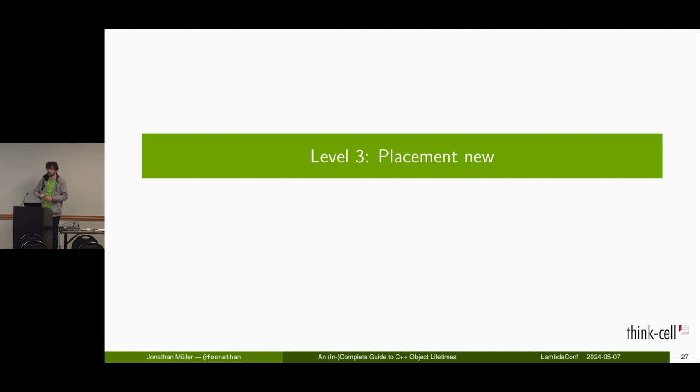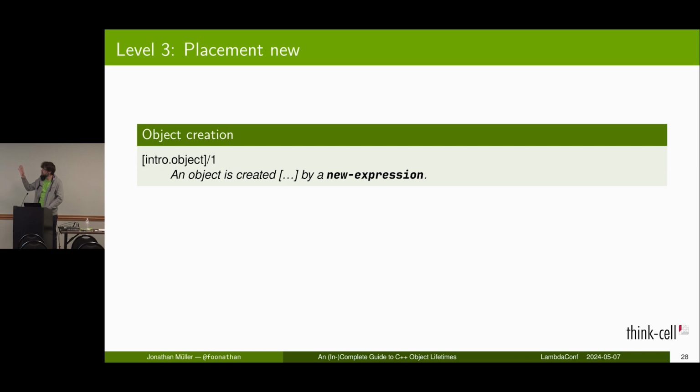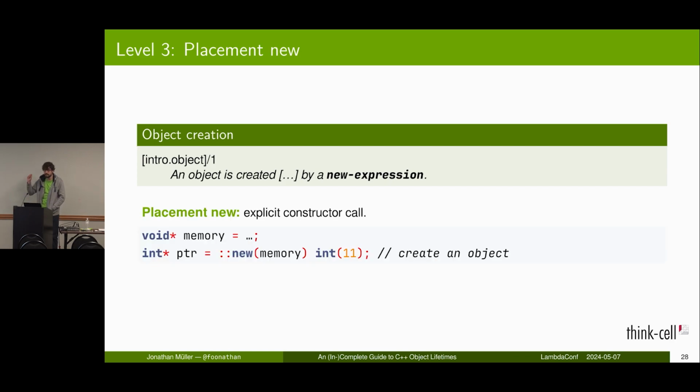So let's talk about placement new. Objects can be created by new expressions, but there's a special kind of new expression, the so-called placement new. It allows us to explicitly call a constructor. So when we're having some memory, we can call placement new to create an object in that memory.